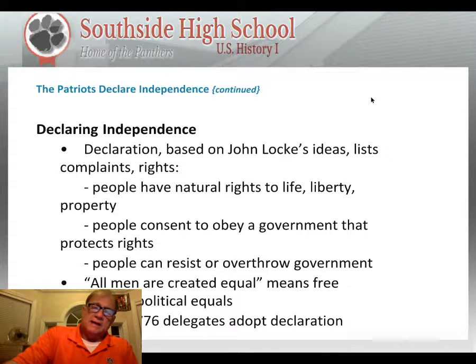Now, at this time, it did not mean women and it did not mean African Americans. Thankfully, and eventually, women, African Americans, and all races and creeds would be included in the meaning of the statement. The actual declaration was adopted on July 4th, 1776, even though it had been approved 2 days earlier.